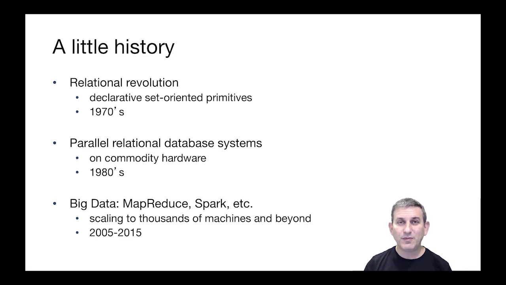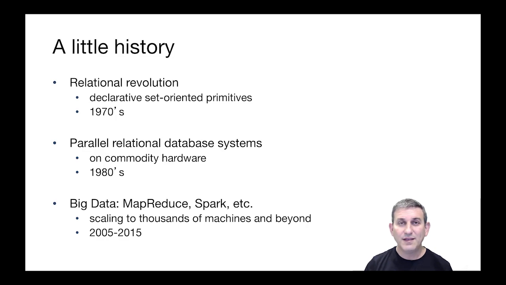And then in the 1980s, what people realized was that this declarativity and this set-oriented computation could be used not only to optimize for disks, but also to optimize for using multiple computers at once, for using parallelism. And one of the key observations in the database community at that time was it didn't require specialized hardware to do this.